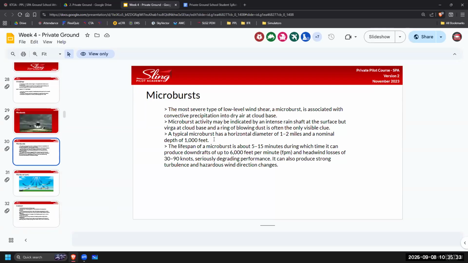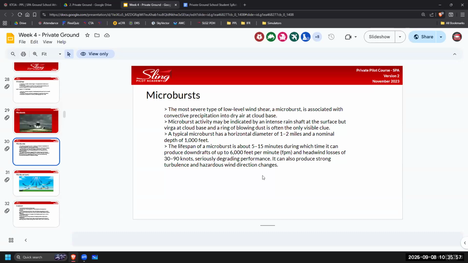So I think we covered all this. The main thing you want to write down is a descending column of air that can produce downdrafts up to 6,000 feet per minute. And it can last from 5 to 15 minutes, which is a pretty long time. 15 minutes in the air.